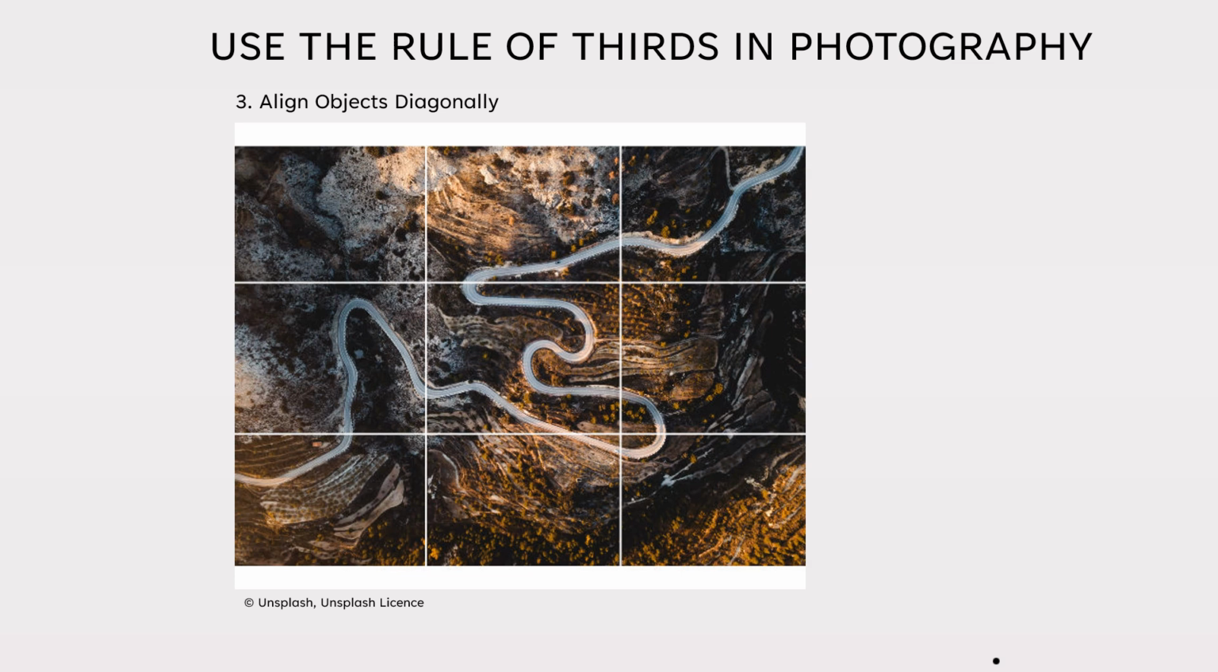This helps the viewer's eye wander around the image. Consider aligning subjects diagonally instead of horizontally or vertically. In this example, the winding river makes for a more dynamic composition as it diagonally splits the image.